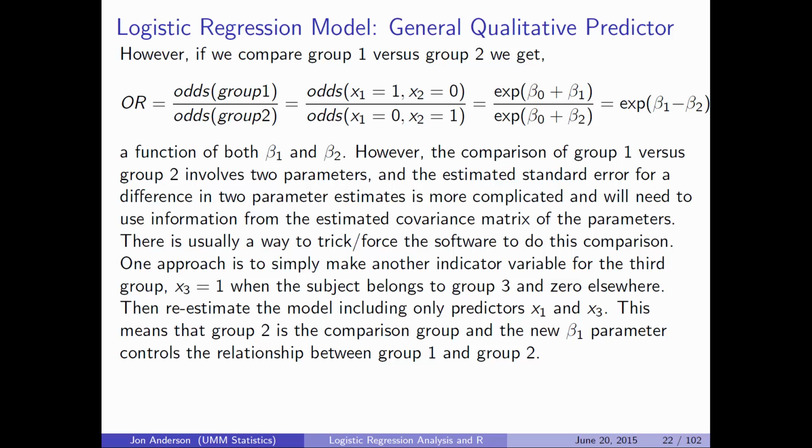So if you want to compare group 1 to group 2, it's a tougher comparison in R, and we can either trick the software to do this, or we can explicitly do this odds ratio. But comparing group 1 to group 2 is a tougher job.